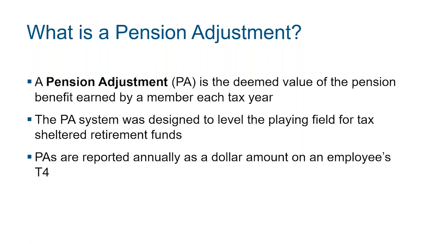Once the value is determined, the member's RSP room is then reduced by that amount for the subsequent tax year. A member's PA is reported by the employer on the T4 and used when filing their taxes. You may recall seeing your own pension adjustment on your T4. So how do we calculate a pension adjustment?